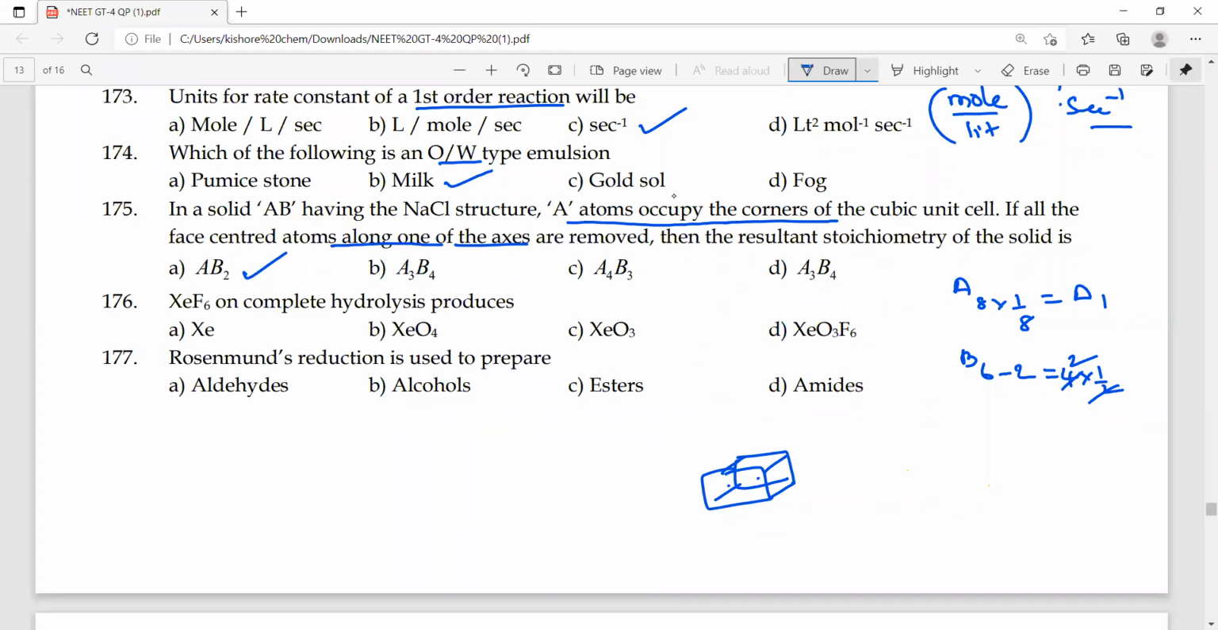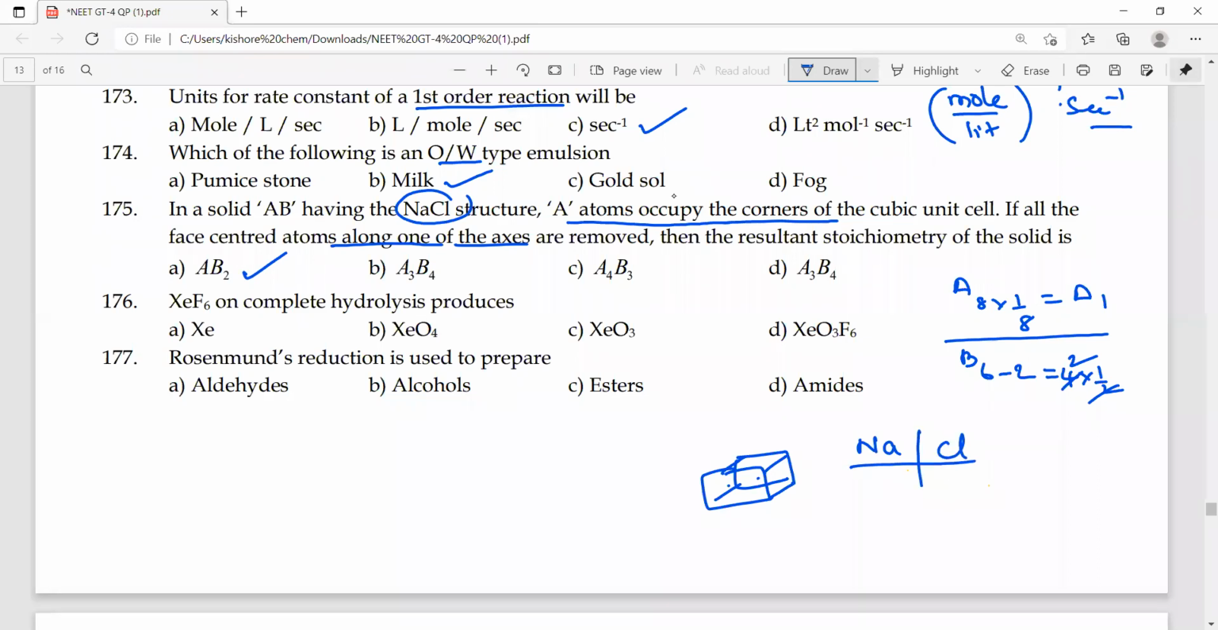Formula is which one? AB2 type, if atoms at the corners of the cube and face-centered atoms along one axis are removed, the resultant stoichiometric compound. Okay, just wait, another point is there. It is AB having the NaCl structure. One is completed here.